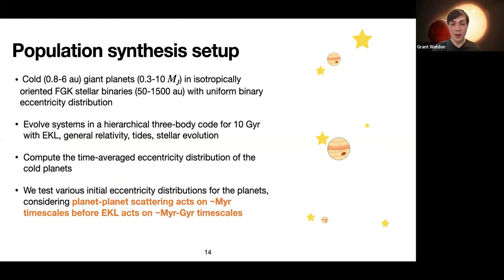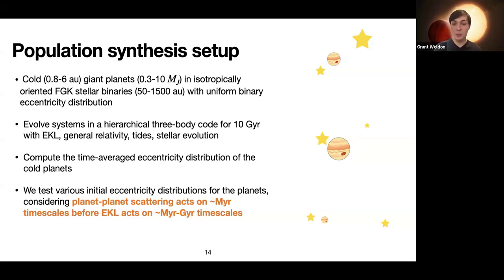So I'll describe the setup of the study that we do. We construct a large population of cold giant planets in isotropically oriented stellar binaries with FGK-type stars with a uniform binary eccentricity distribution. And we draw the masses and separations from the best observed distributions that we can find. And then we evolve the systems in a hierarchical three-body code for 10 gigayears with this EKL effect, along with the other relevant effects of general relativity, tides, and stellar evolution. And we compute the time-averaged eccentricity distribution of the cold planets.